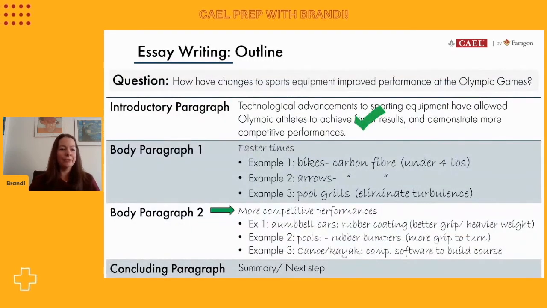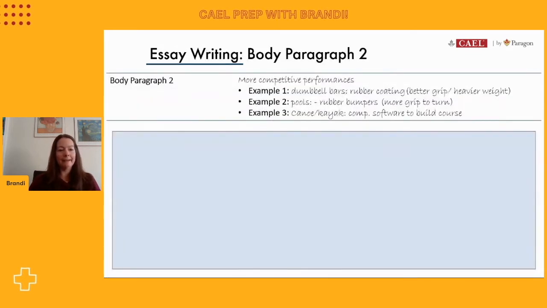All right, let's move on to the next body paragraph. We're finished with body paragraph 1. I think body paragraph 2 is ready to be begun. This one's a completely different topic. It's all about having more competitive performances. So we're finished with speed. We don't want to talk about that again. Here's the new focus of this new paragraph.